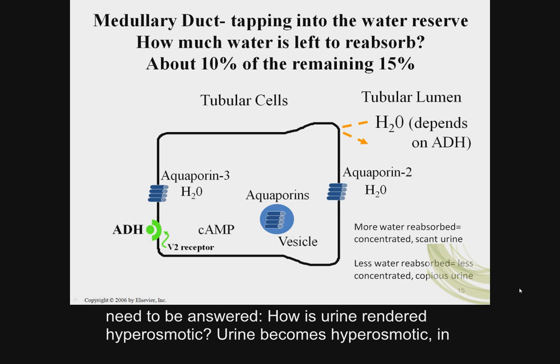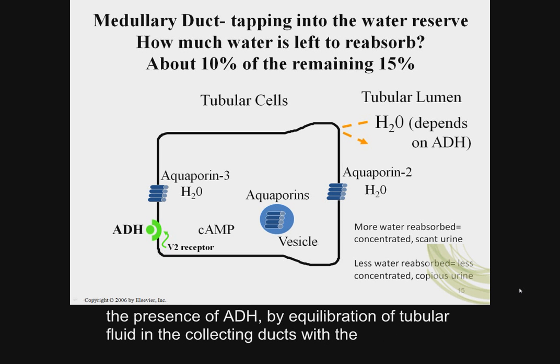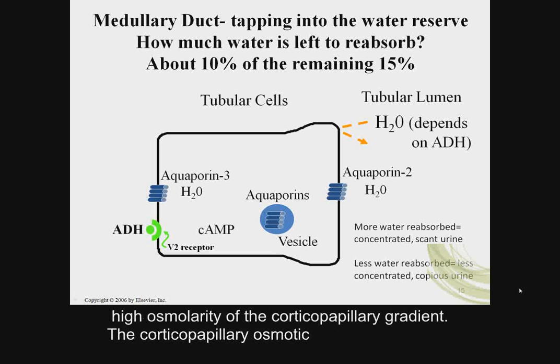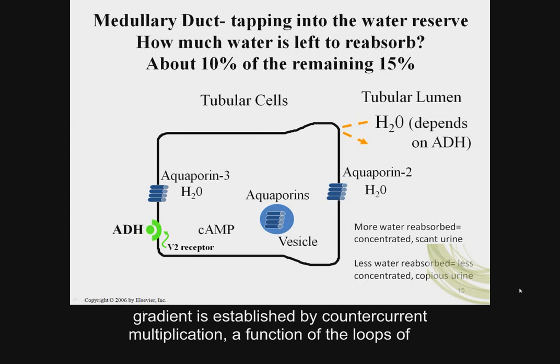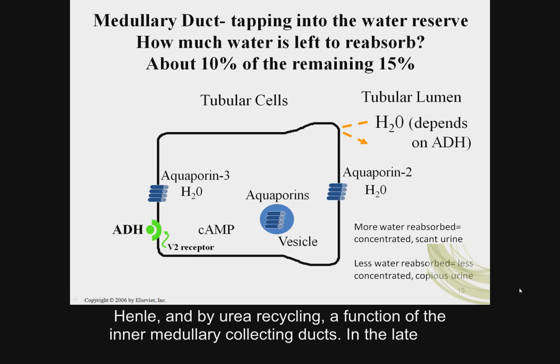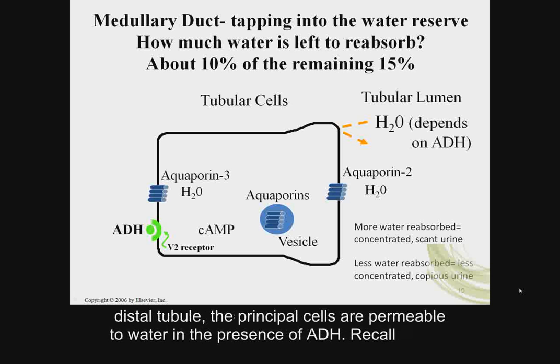Two questions need to be answered. How is urine rendered hyperosmotic? Urine becomes hyperosmotic in the presence of ADH by equilibration of tubular fluid in the collecting ducts with a high osmolarity of the corticopapillary gradient. The corticopapillary osmotic gradient is established by countercurrent multiplication, a function of the loops of Henle, and by urea recycling, which I just mentioned in the previous slide. This is a function of the inner medullary collecting ducts.